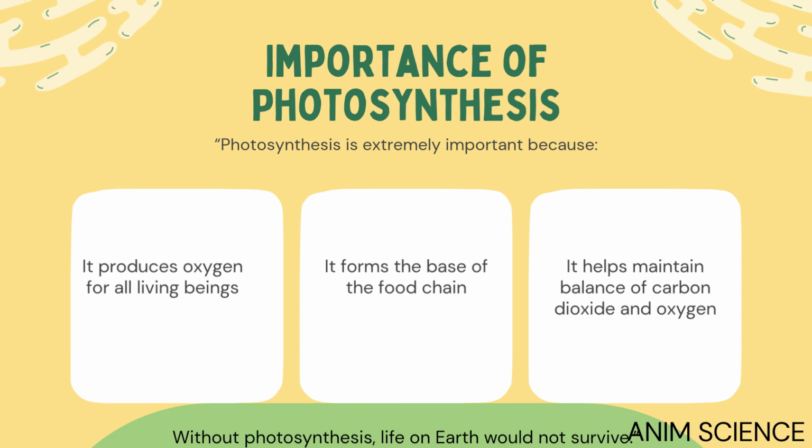Second, it forms the base of the food chain. Plants are called producers because they make their own food. Animals and humans depend on plants either directly or indirectly for food. Third, photosynthesis helps maintain the balance of gases in the atmosphere. It absorbs carbon dioxide and releases oxygen, which is very important for maintaining environmental balance. So, photosynthesis is not just important for plants, it supports life on Earth in multiple ways.